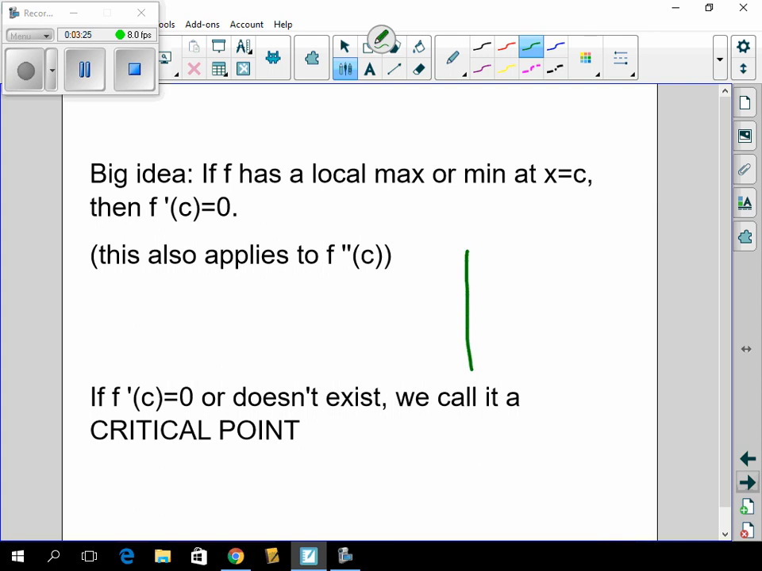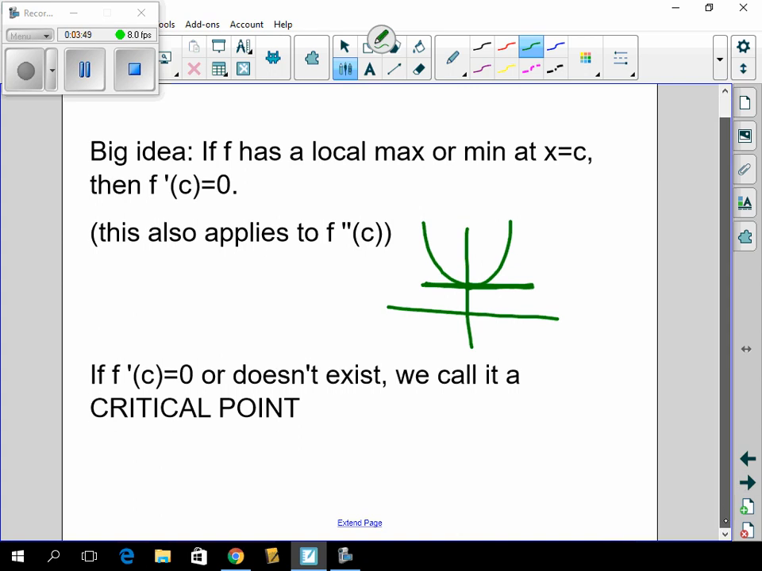And so if I'm looking at my parabola, let's say c is at 0. That's my local min. Then I can draw a horizontal tangent line, and the slope of that tangent line is 0. And so we're going to be using this information to help us find minimums and maximums of more difficult functions.